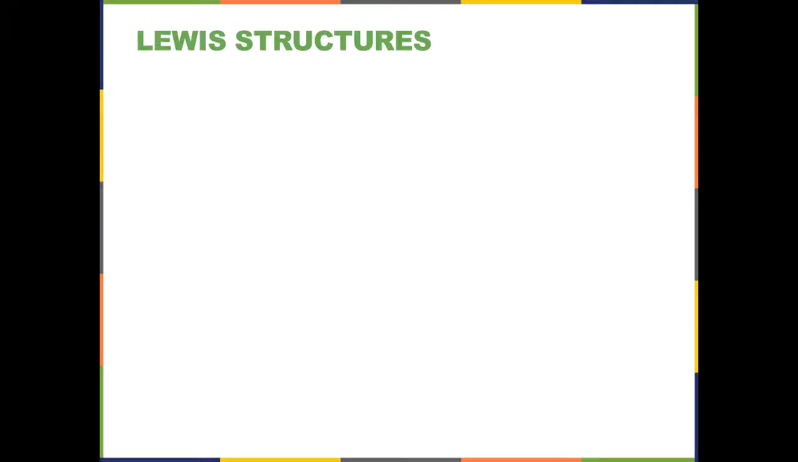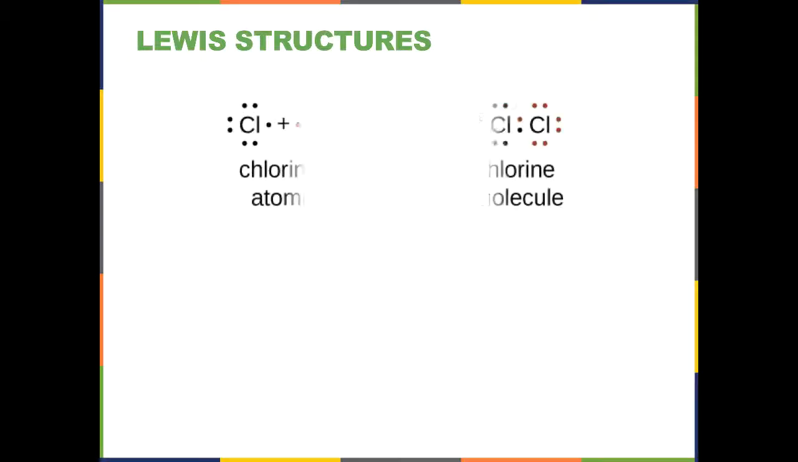Okay, we'll finish up now with several examples of how to draw Lewis structures. The rest of these examples will be primarily for covalent compounds. So let's take a look at some covalent compounds. Here's an example of two chlorine atoms that come together to form a chlorine molecule.